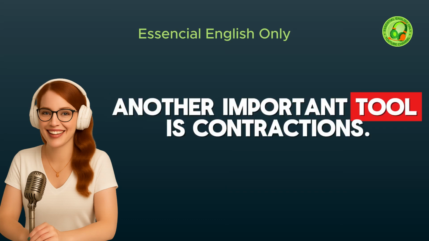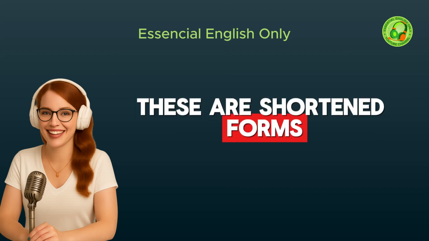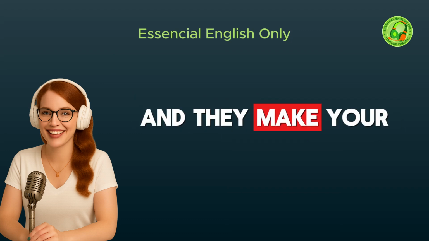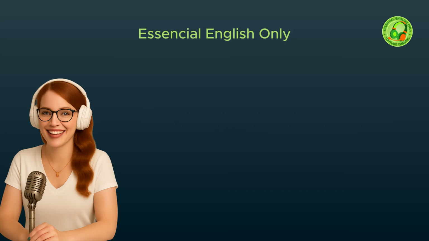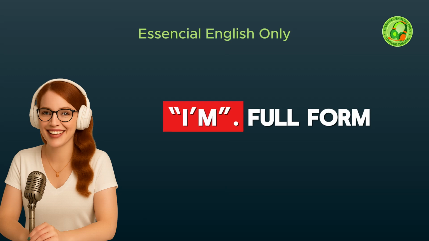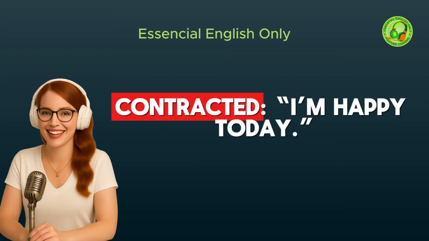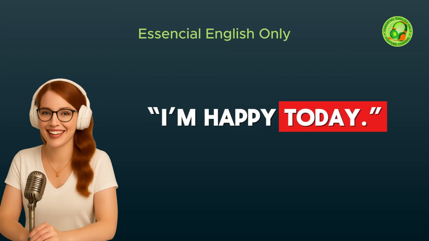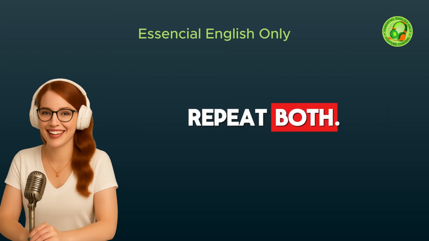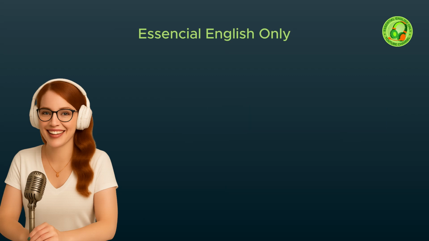Another important tool is contractions. These are shortened forms with an apostrophe, and they make your speech faster. For example, I am becomes I'm. Full form, I am happy today. Contracted, I'm happy today. Repeat both. Notice how the contracted form is smoother.